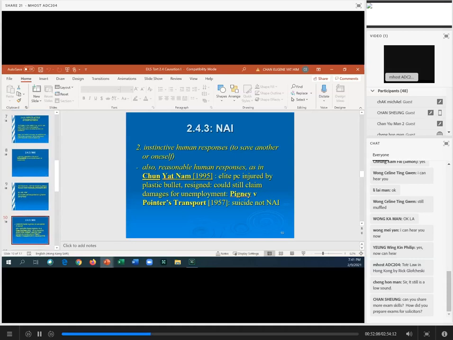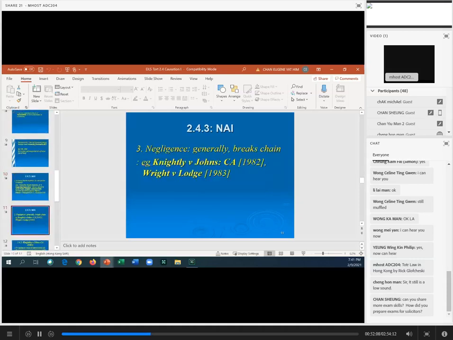Again, they're interesting cases, but the must-know case coming up is Knightley and Johns, and a case on very similar facts is Wright and Lodge. Knightley and Johns is the case I suggest is must-know, because it gives you virtually everything you need to know about novus actus interveniens. Knightley and Johns is on page 65, Wright and Lodge on page 66.